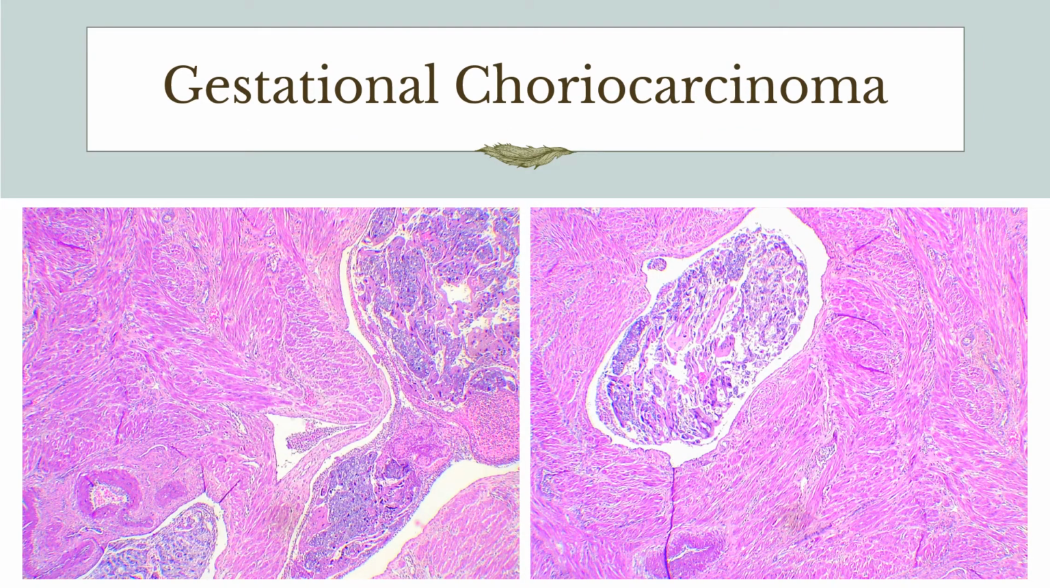In this microscopic picture, we can see the tumor mass infiltrating the myometrium. Here the myometrium, the tumor mass. And they also invaded the blood vessel. Here we can see the tumor inside the vascular channel. This vascular invasion shows the propensity of the tumor to metastasize, spreading to distant organs.